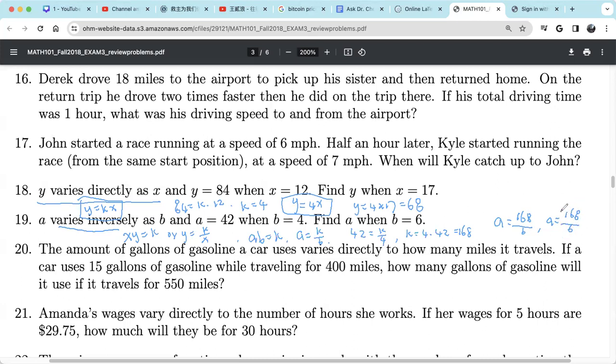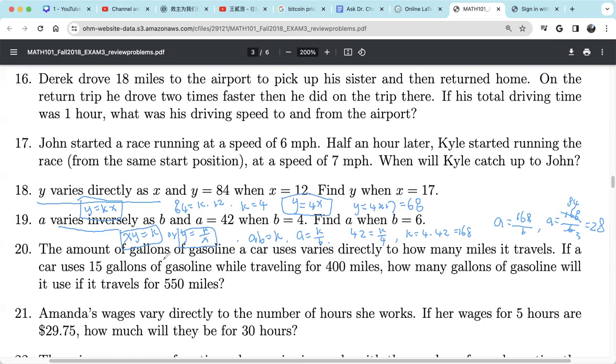Well, first let's divide by 2. Dividing by 2, we get 84 over 3. And 84 divided by 3: 80 divided by 3 gives us 2, and we get 24, 28. So a equals 28. We just have to remember the relation. Either remember this formula or this formula, those two formulas are the same. So this is varies inversely, or inverse variation.